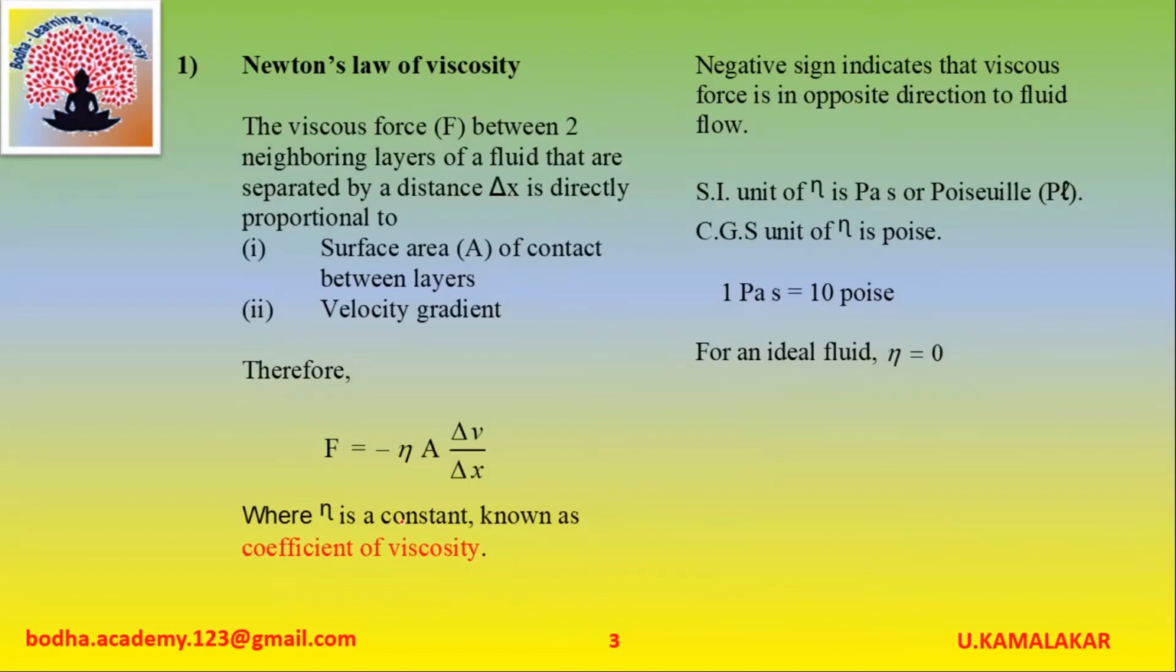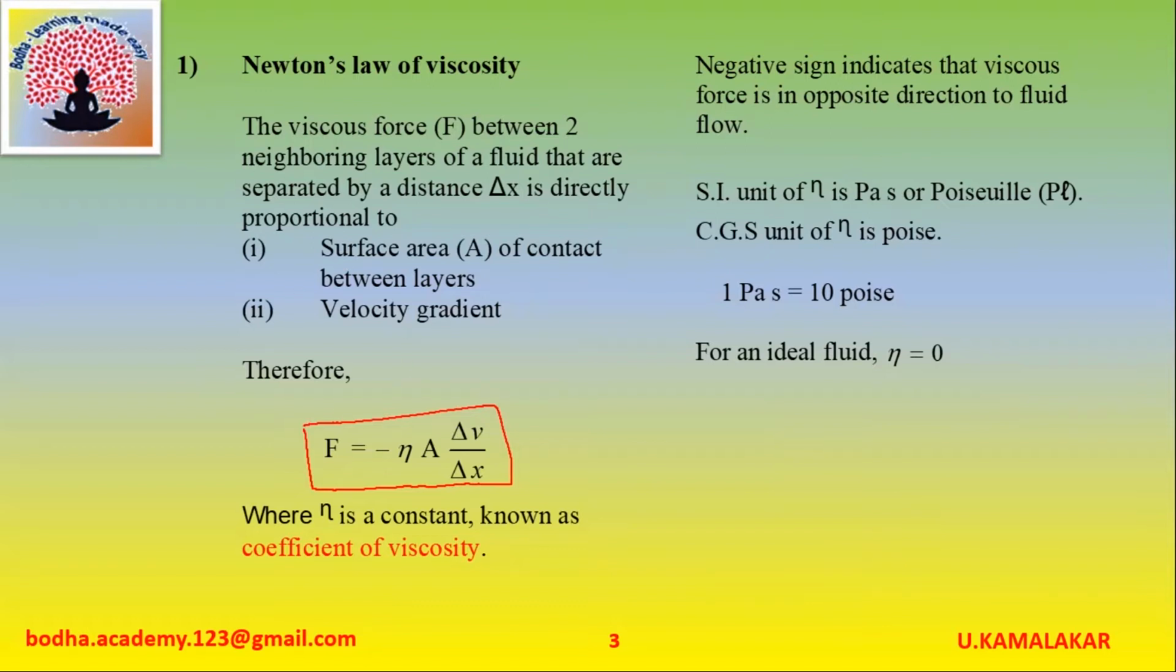Next topic, Newton's law of viscosity. The viscous force between two neighboring layers of fluid that are separated by distance delta x is directly proportional to surface area of contact between layers and velocity gradient. Therefore, F is equal to minus eta A into delta v by delta x, where eta is a constant known as coefficient of viscosity. Negative sign indicates that viscous force is in opposite direction to fluid flow.